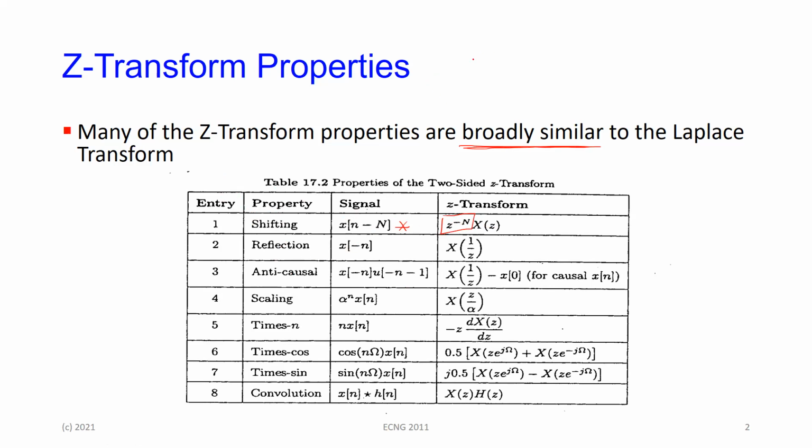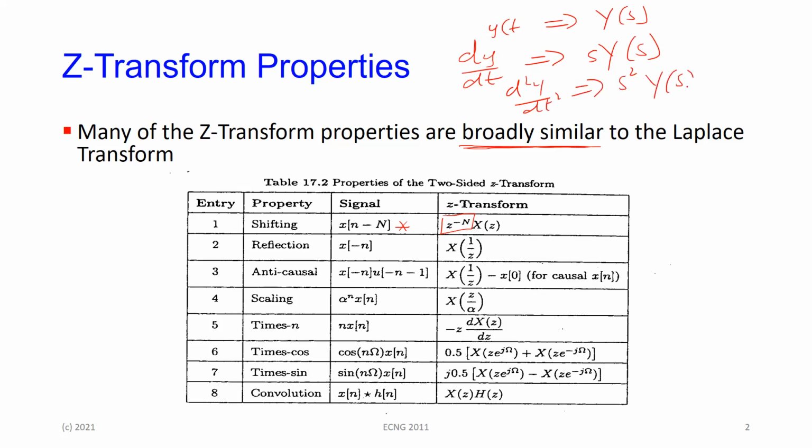You remember in the Laplace transform, y(t) gave you a Y(s), dy/dt gave you an sY(s), d2y/dt squared gave you an s squared Y(s), plus some additional things that come in here. We'll get to those in a while. The Z transform gives you a similar sort of thing.